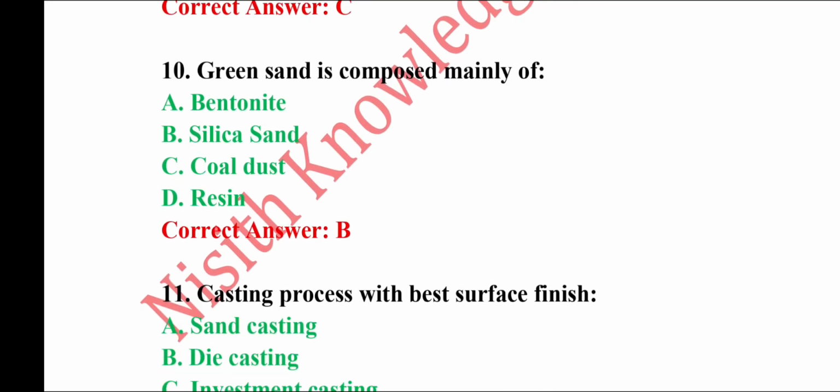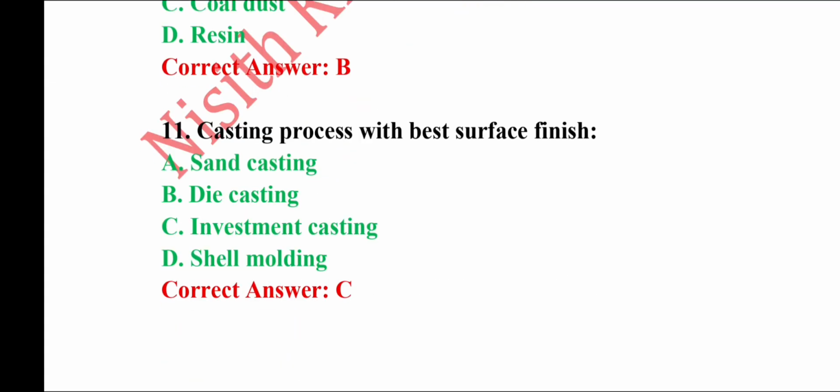The question number 10 is green sand is composed mainly of. The options are bentonite, silica sand, coal dust, resin. The correct answer is B, silica sand.